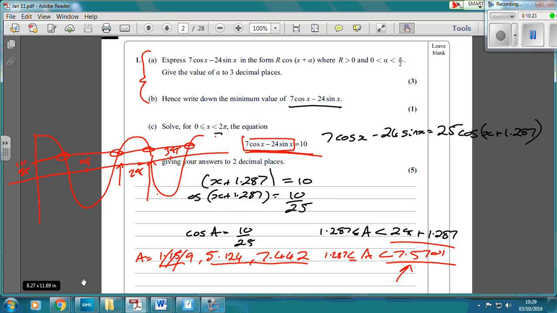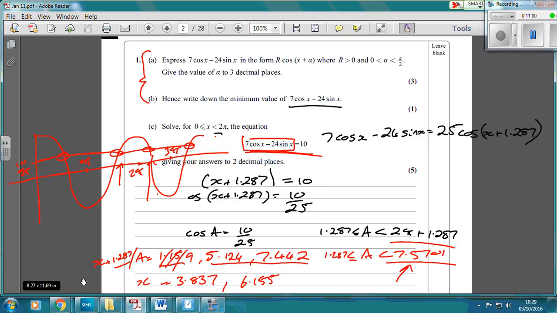So these are our two solutions for a, but remember a is x plus 1.287, so this is just like in a C2 question. Now I've got to take away 1.287, so 5.124 minus 1.287 is 3.837. 7.442 take away 1.287 is 6.155.